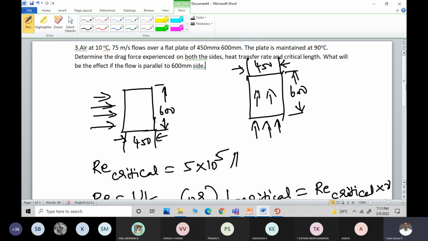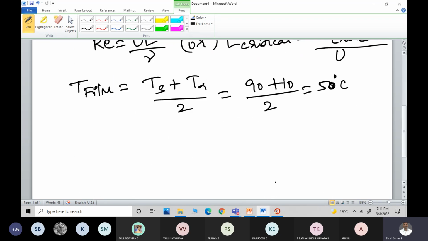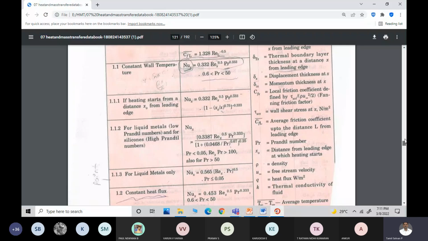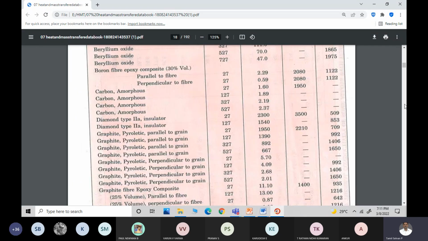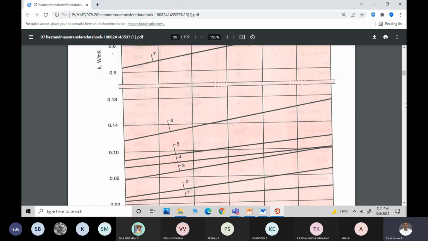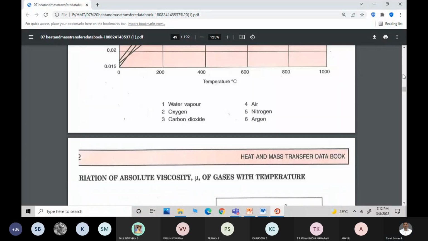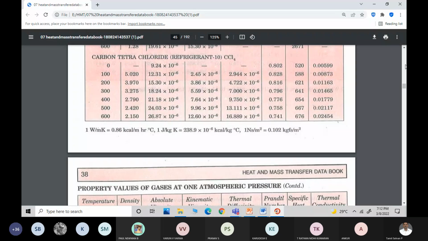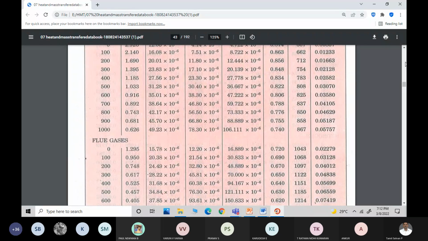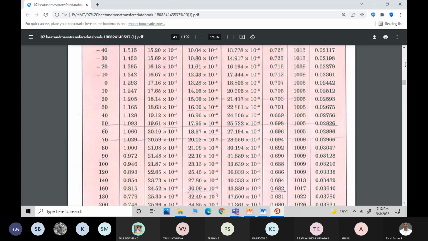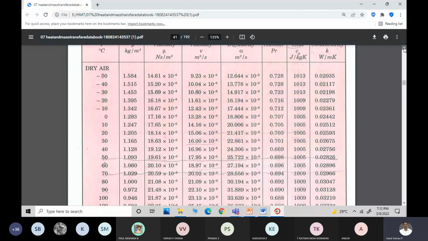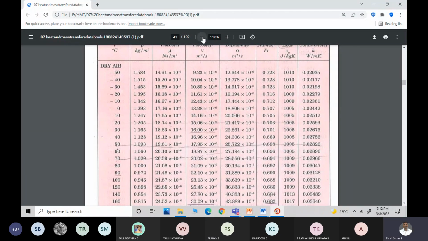Let me see. So surface temperature is 90, air temperature is 10. Ts equal to 90, T infinity equal to 10. So the film temperature is 90 plus 10 by 2, 50 degrees C. So again the air is the fluid. Go back to page number 33, and on page number 33 you have to find the properties of air at 50 degrees C. Is it visible to you all? Yes, sir.